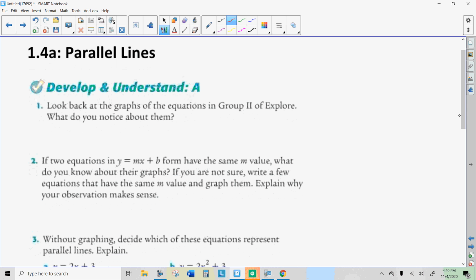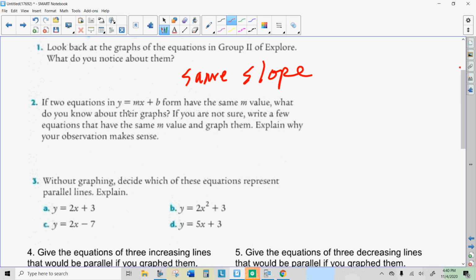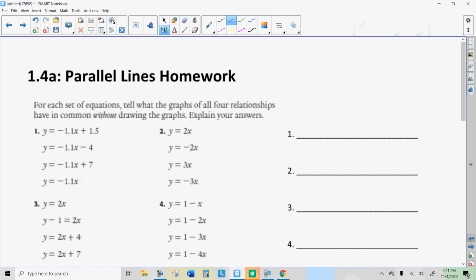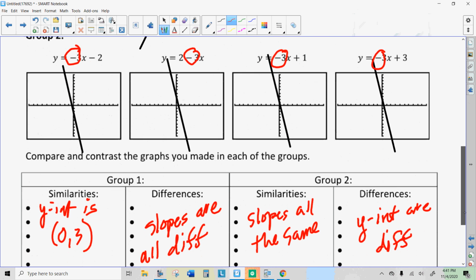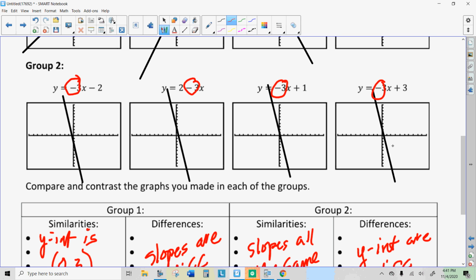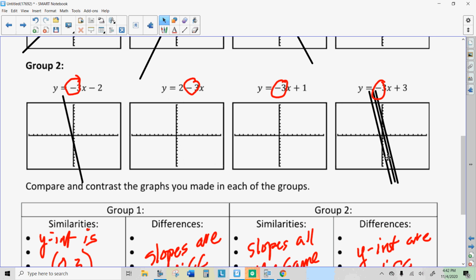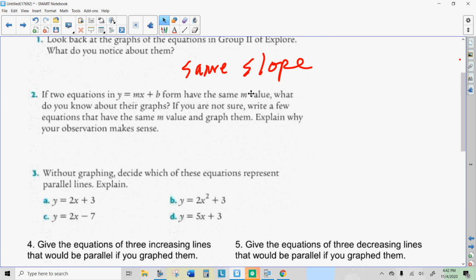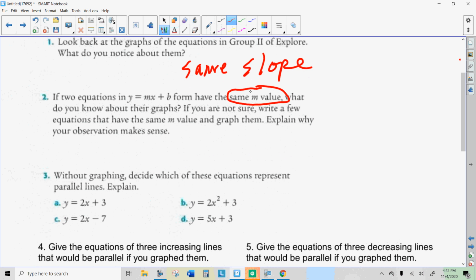Now, it says look back at the graphs of the equations of group 2. What do you notice about them? They all have the same slope. Number 2 says if two equations in y equals mx plus b form have the same m value, what will you know about their graphs? So that was the second group that we looked at down here. We know that their graphs will have the same slope, and so if we put two of these equations on the same graph, those lines will be parallel. Actually, I can put all of them if you want, but notice that the lines are going to be parallel. All right? So we know that if the m value is the same, the lines will be parallel.